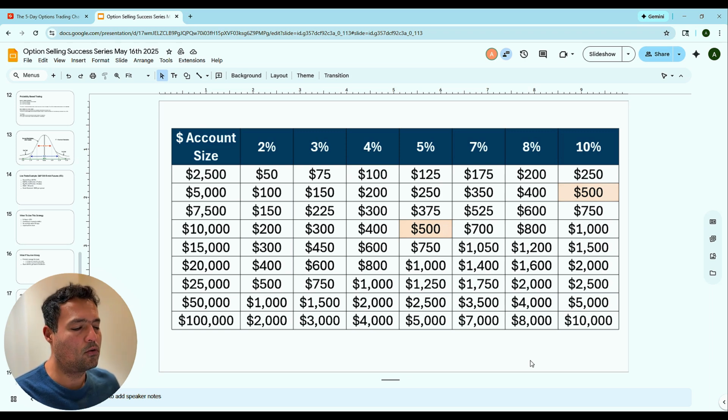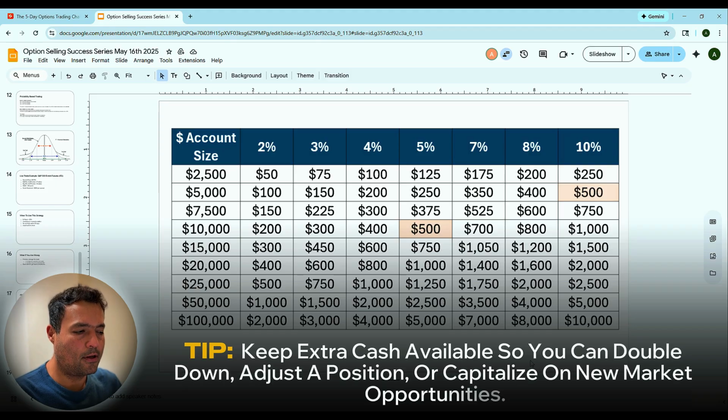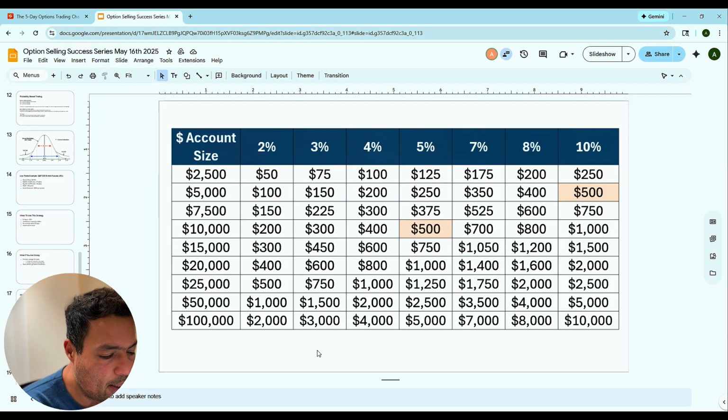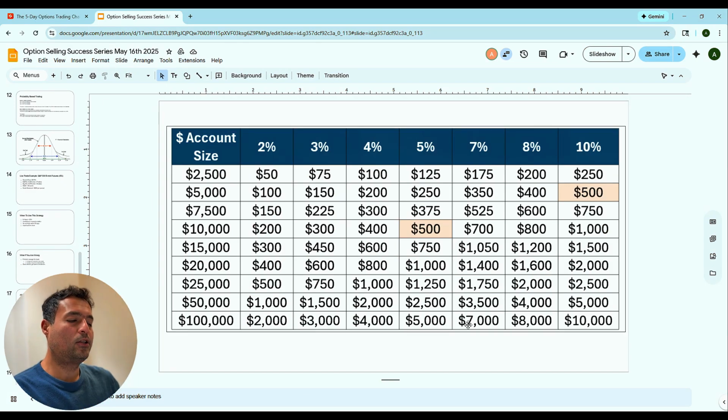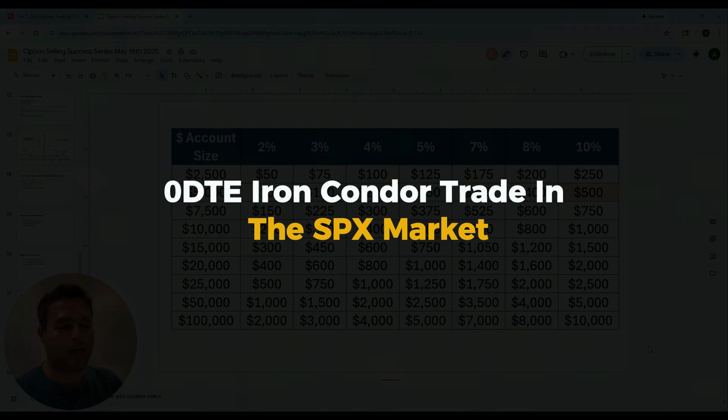This is not set in stone or whatever. I keep some cash available to me if there is an opportunity in the market, if I want to double down on the current position, or if I want to adjust this position. And then finally, we will take a look at a Zero-DTE iron condor in an SPX today.